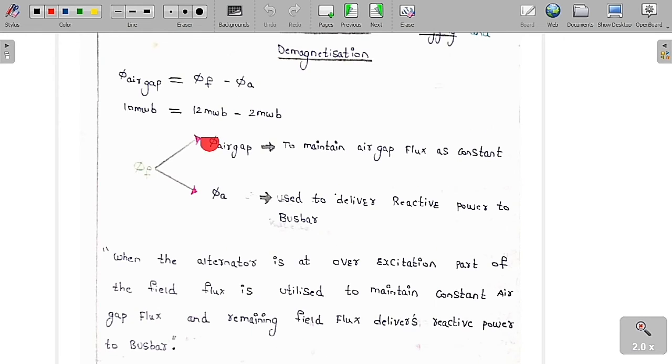Here, if you see clearly, the field winding is of 12 milliweber, and we need only 10. So the extra 2 is utilized for generating the reactive power. See, out of this 12, 10 is used for producing the constant air gap flux, and the remaining two is used for producing the reactive power.